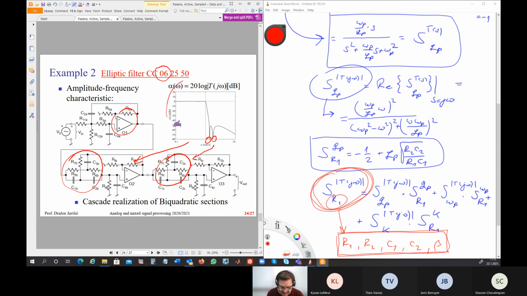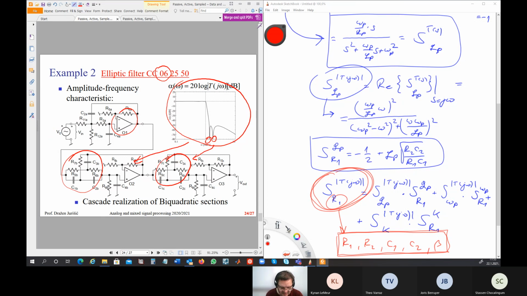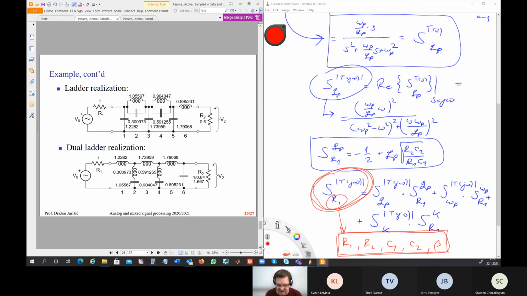So we can make it. Here is the characteristic. Okay. This is the second example. Okay, this is the first example. Cascade of biquads. In filter design, we always have two approaches. One is cascading of biquads. Another is simulation of a ladder circuit.